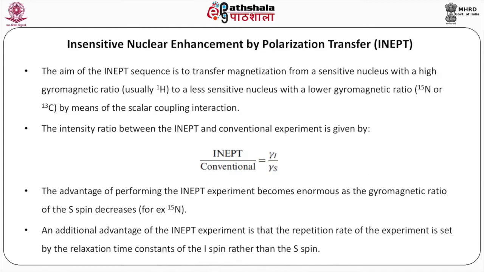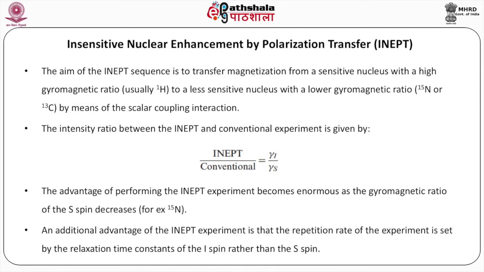Insensitive nuclei enhancement by polarization transfer, INEPT. The aim of the INEPT sequence is to transfer magnetization from a sensitive nucleus with a high gyromagnetic ratio, usually proton, to a less sensitive nucleus with a lower gyromagnetic ratio, which may be N15 or C13, by means of the scalar coupling interaction. The intensity ratio between the INEPT and conventional experiment is given by INEPT divided by conventional experiment intensities. They are equal to gamma I divided by gamma S.